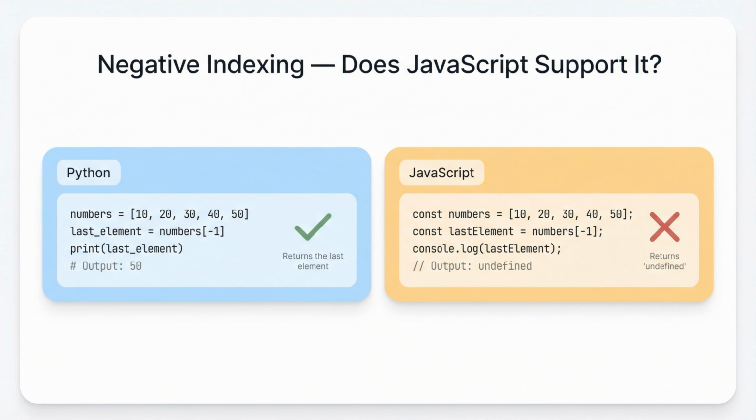A question that often comes up is whether JavaScript supports negative indexing, like using -1 to get the last element of an array, the way Python does. The answer is not natively. In JavaScript, if you try array bracket -1, you get undefined, because negative numbers aren't valid array indexes in JS. You have to use array.length minus 1 instead to reach the last element.